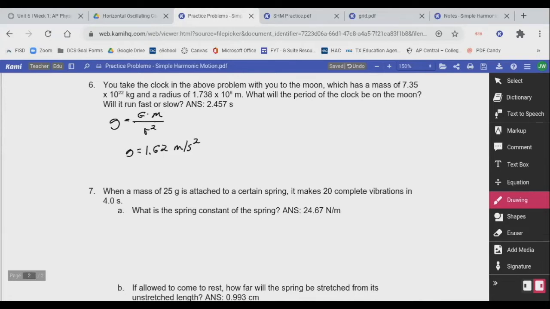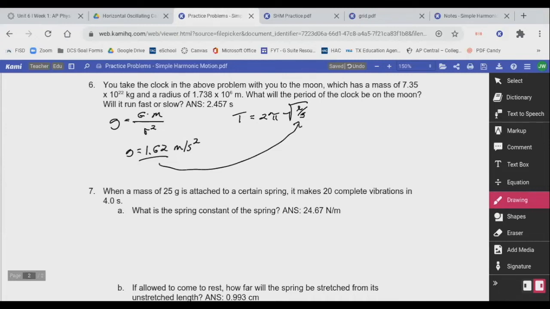Now we can take it into our formula, and remember our formula is the period is equal to 2 pi square root of L over g. We have a new g. Instead of using 10 there, now we're going to take this 1.62 and plug it into that g.